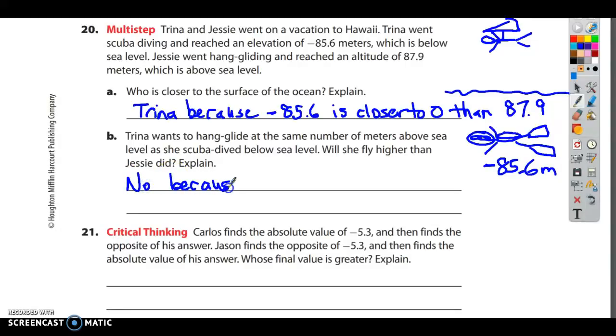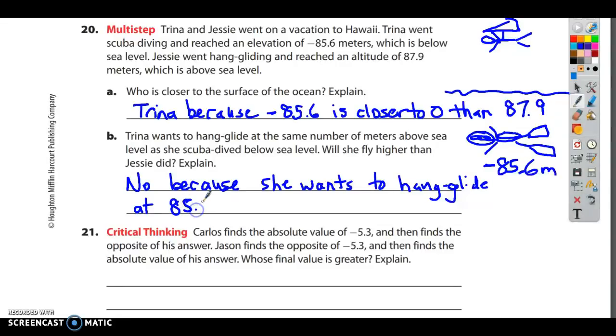Because, it says explain. No, because she wants to, it says she wants to, I'm just going to change it to glide. No, I won't be lazy. She wants to hang glide. Now what did it say? It said she wanted to hang glide at the same number. She wants to hang glide at the same numbers above sea level as she scuba dived below sea level. So she was scuba diving at negative 85.6, which means she wants to hang glide at positive 85.6.